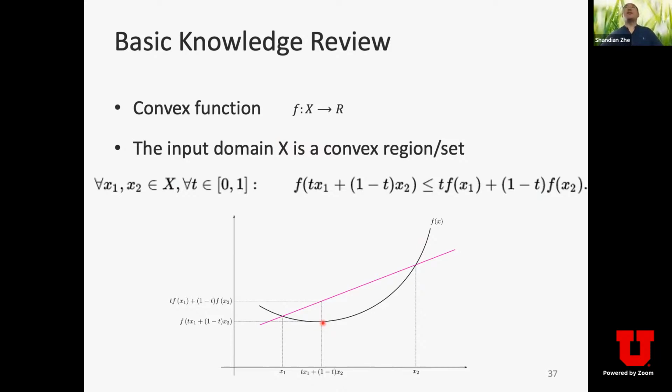That's the property of the convex function. You can pick any 2 other points and try that. You will always find the right-hand side is above the function curve. That means it will be bigger than the left-hand side.